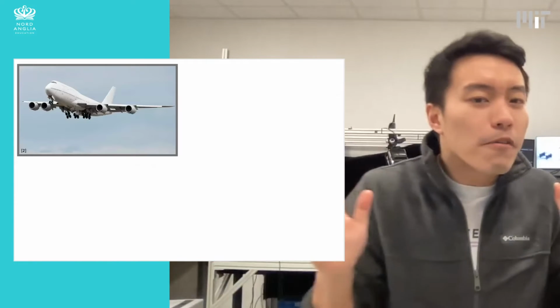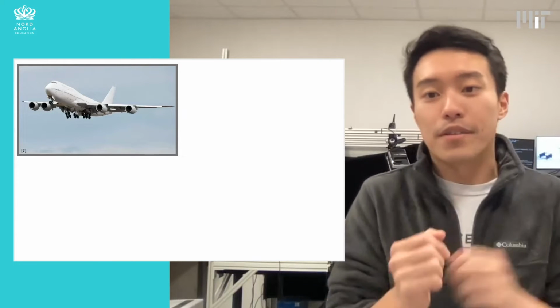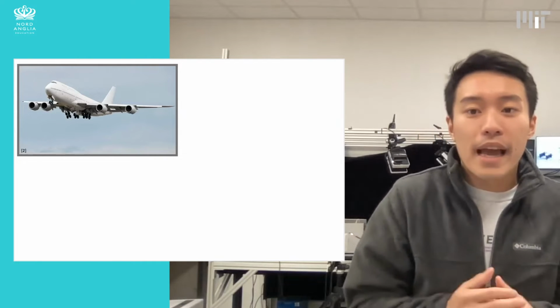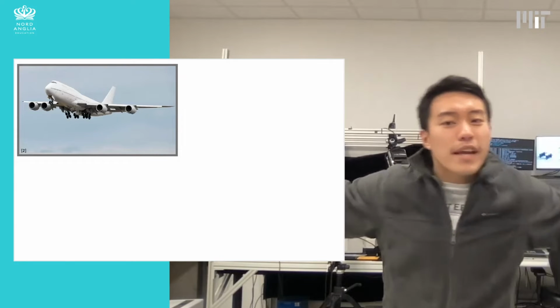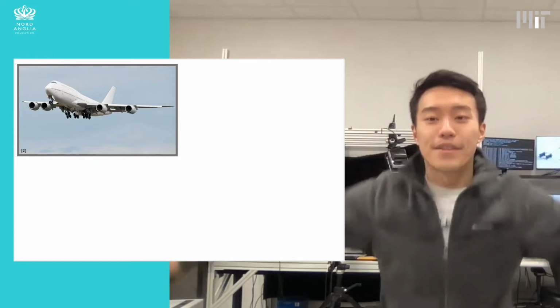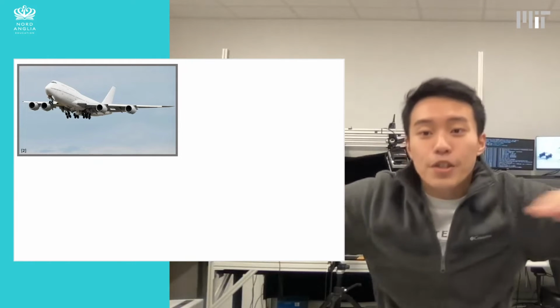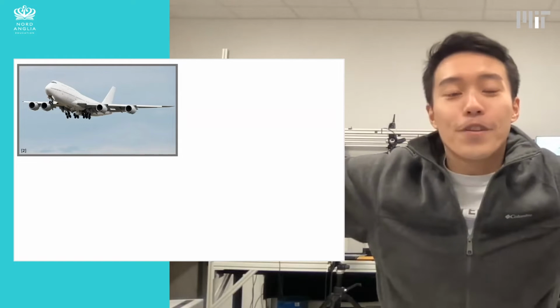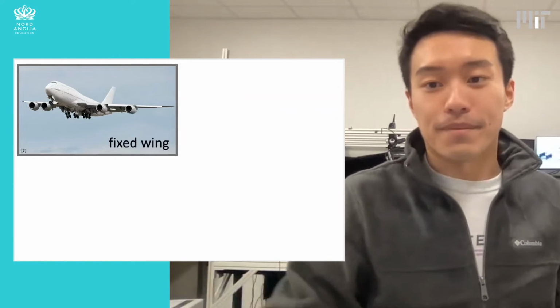When you're talking about flying machines, the first thing that comes to our mind is the airplane, right? The traditional airplane has wings so that it can fly. But when the airplane is flying, you don't see the airplane's wings going up and down like this. That would be really scary. So they usually stay there all the time. So we call them fixed wing airplanes.